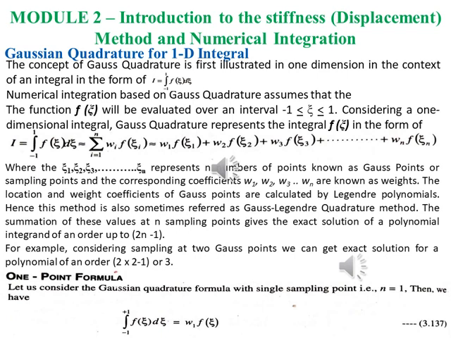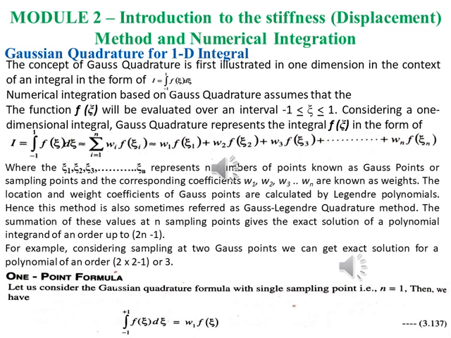Okay, and considering a one-dimensional integral, the Gauss quadrature represents the integral as I is equal to integral from -1 to +1 f of z dz. So this will be equivalent to summation of i equals 1 to n of wi f of zi, that is w1 f of z1 plus w2 f of z2 plus w3 f of z3 plus so on until it reaches the nth number.